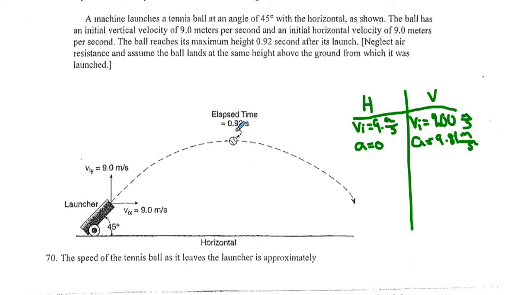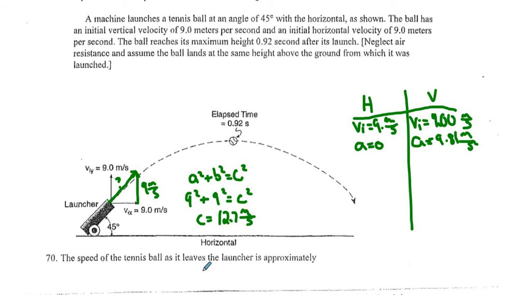What else do I know? I know the elapsed time. It reaches its maximum height at 0.92 seconds after it's launched. Okay. The speed of the tennis ball as it leaves the launcher is approximately... Okay, so for this one at least, this is a vector problem. So if I have 9 and 9 and I want to find basically the hypotenuse, right? So that's what I'm after. So this is a squared plus b squared equals c squared. We have 9 squared plus 9 squared equals c squared. C is equal to 12.7. So this is 12.7 meters per second.